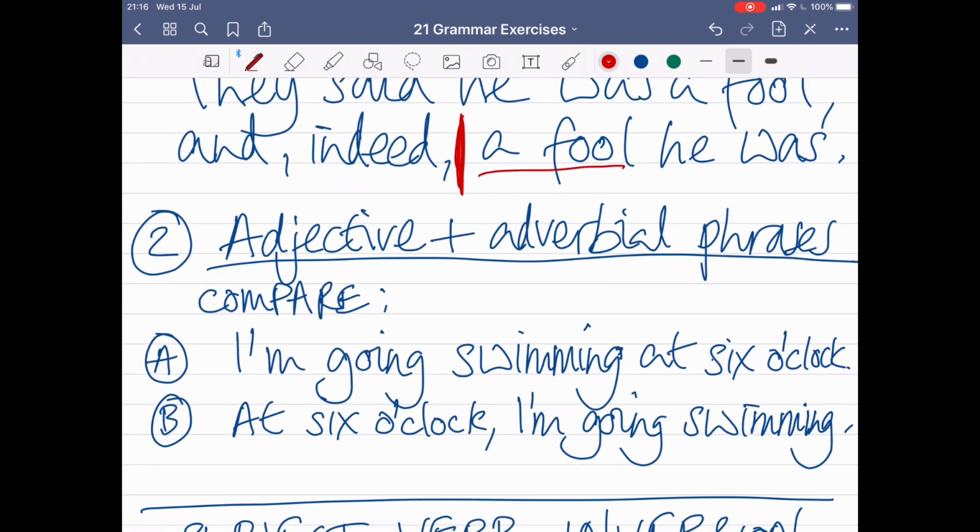Adjective and adverbial phrases. Let's compare A and B. So here I want to communicate two pieces of information. I want to communicate where I'm going and the time.